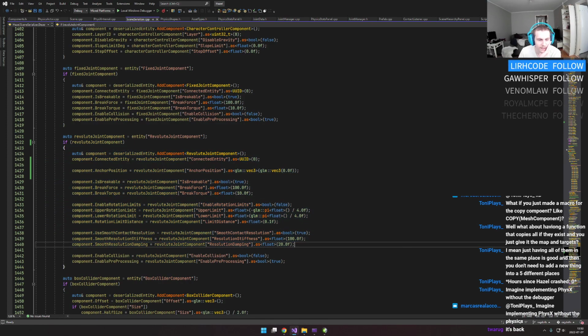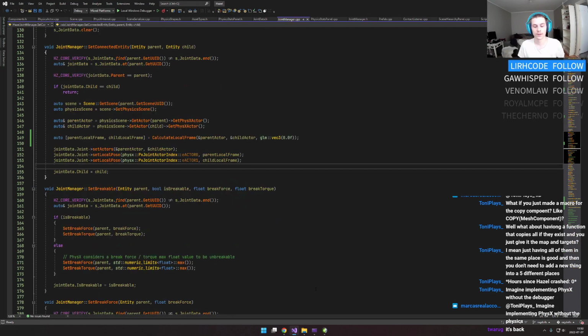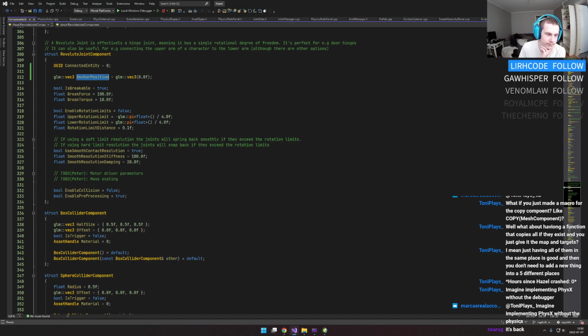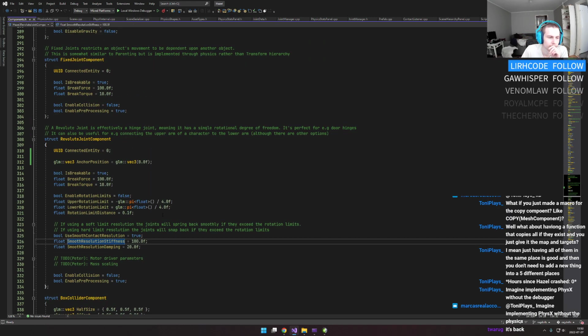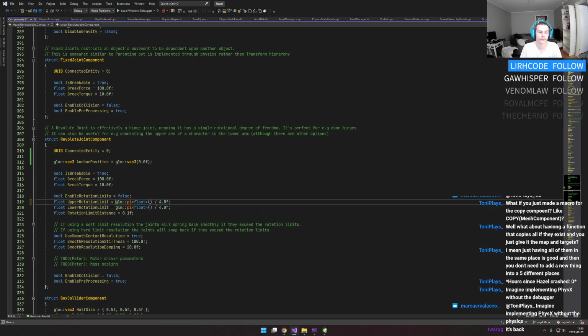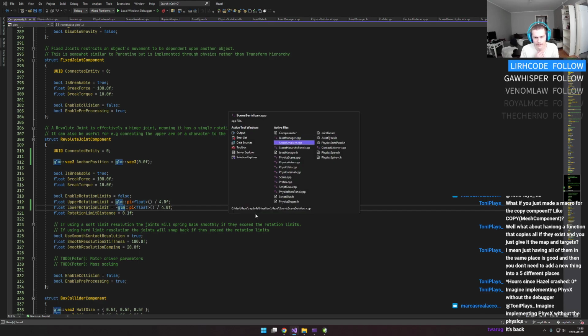Now, obviously Revolute joints have a lot more parameters that we can play with. They support, go to the components, motor driving, and also mass scaling we probably want pretty soon, because that is important to take into account. So apparently these should be flipped by default.